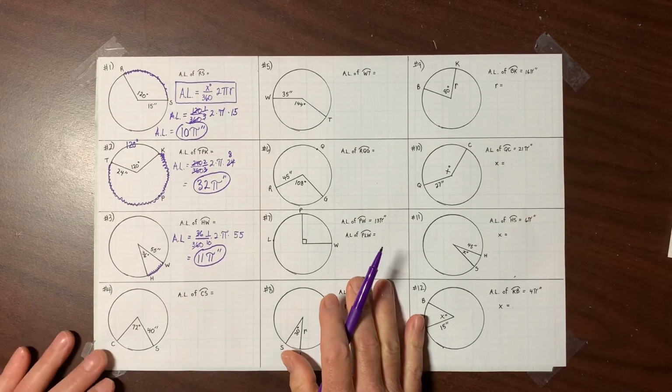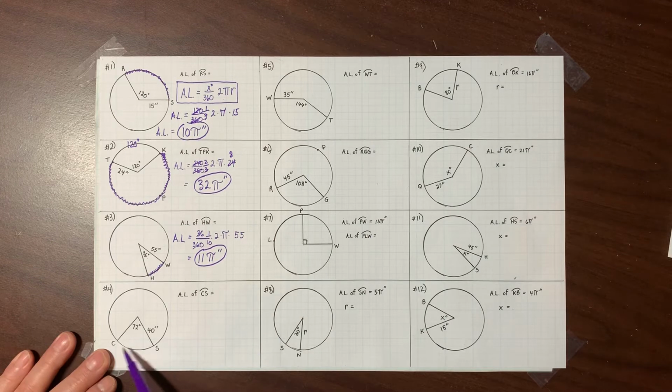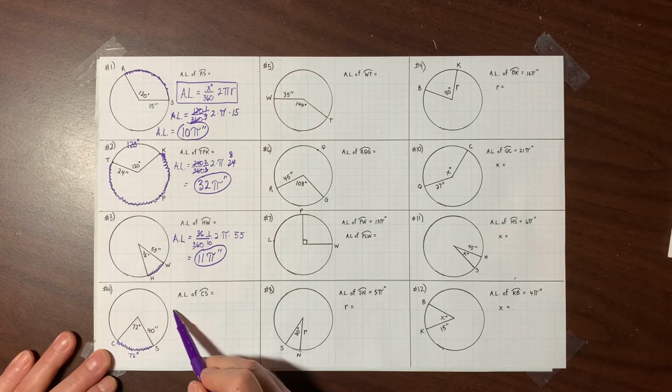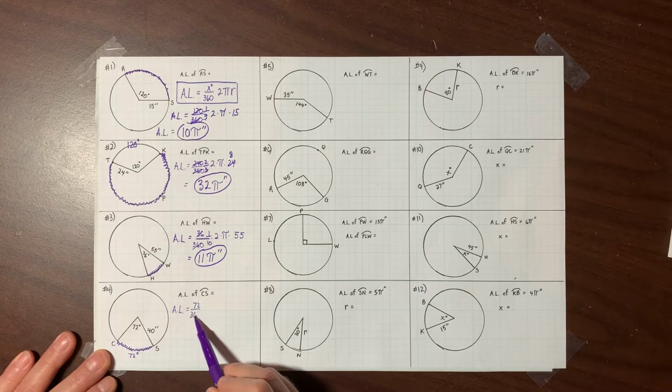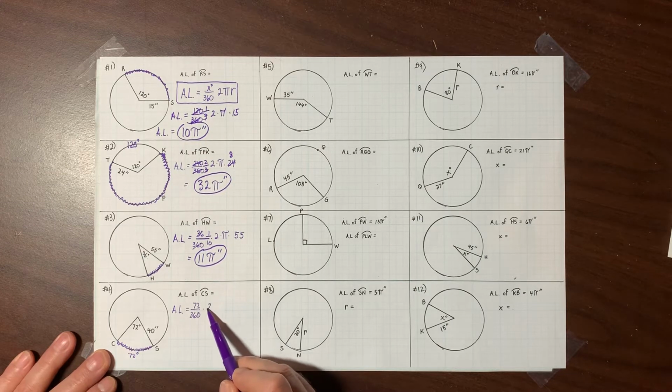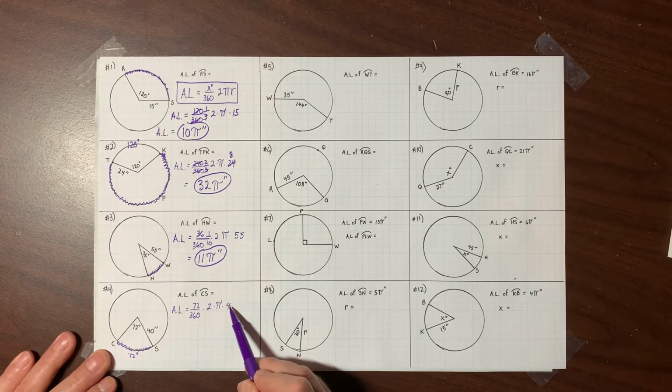All right, let's look at number 4. In problem number 4, we're trying to find the arc length of CS. CS is the arc that's intercepted by the 72-degree central angle. So the degree measure of that arc is 72. When I go to find the arc length, I'll use the 72 to form my fraction: 72 out of 360 times the circumference, which is 2 times pi times the radius, which is 40.